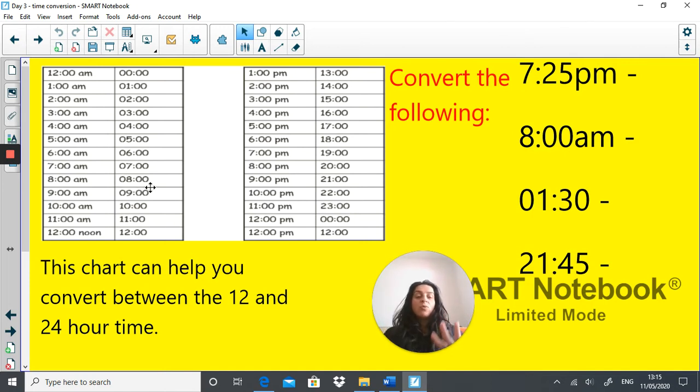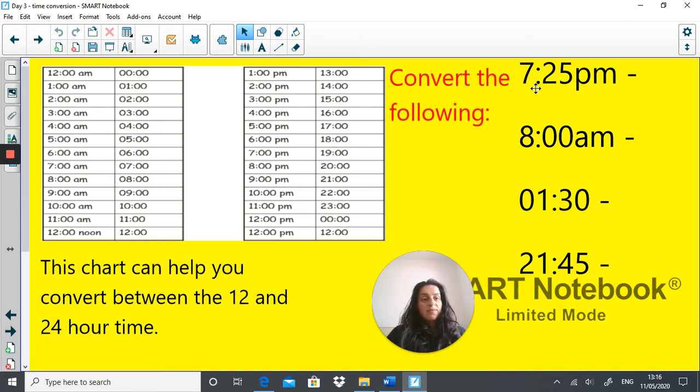So you have to use 4 digits always when you're writing 24-hour clock. So again, as in all lessons, if you need help just to remember how to convert time, come back to this page and look at this chart to help you. So just as a quick bit of revision, convert the following.